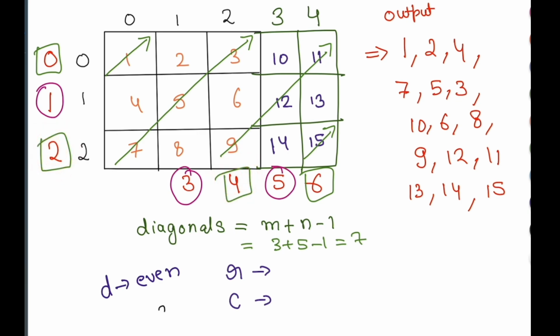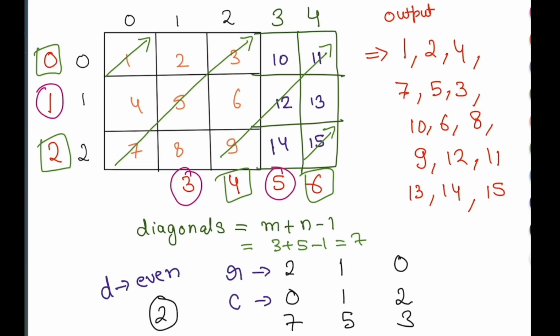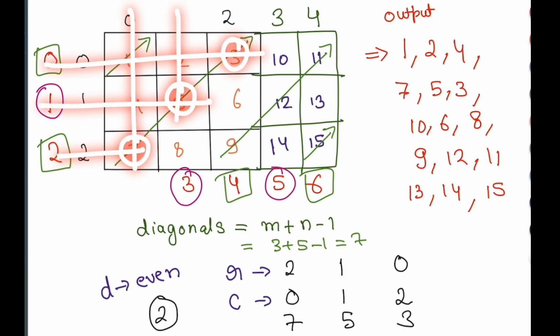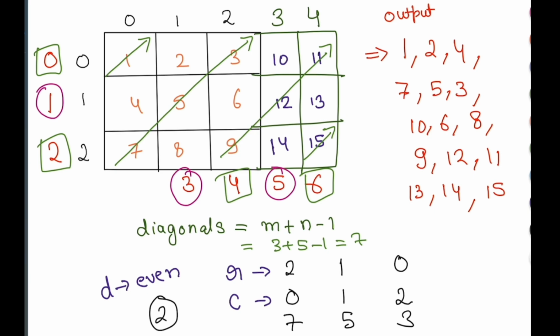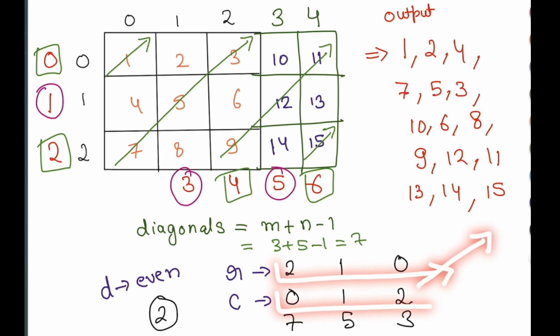So when the diagonal index is 2, you are actually traversing through 7, then 5, then 3. 7, 5, 3, right? Now let us try to understand this. This element is row number 2, column number 0. This element is row number 1, column number 1. This element is row number 0, column number 2. When you are traveling in the upward direction, your rows are decreasing and your columns are increasing, right?